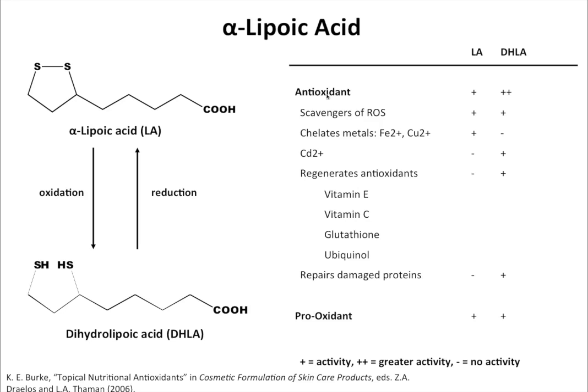And this over here on the right is a summary of the benefits of lipoic acid and dihydrolipoic acid. In terms of antioxidant behavior, lipoic acid only gets a single plus, which means it works and functions as an antioxidant. But dihydrolipoic acid gets 2 pluses, so it has greater activity as an antioxidant. Both lipoic acid and dihydrolipoic acid can scavenge reactive oxygen species. For metal chelation, we only see that with the lipoic acid form, not with dihydrolipoic acid. Interacting with cadmium, we do not see it with lipoic acid, but we do see it with dihydrolipoic acid.